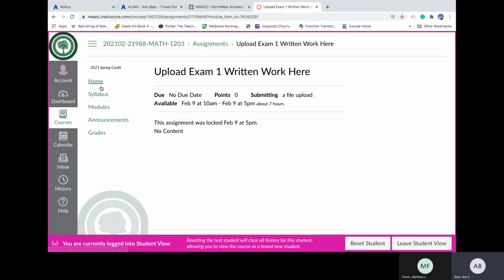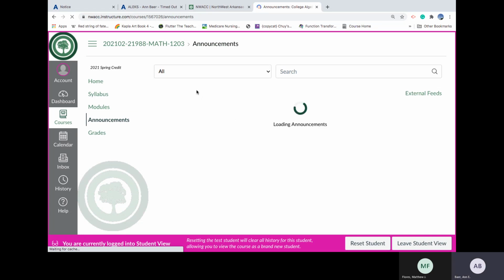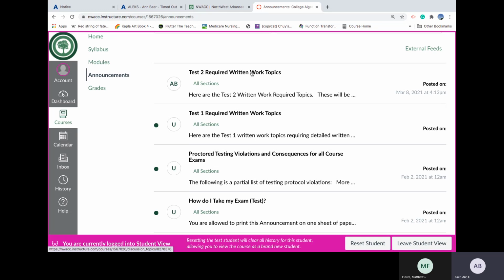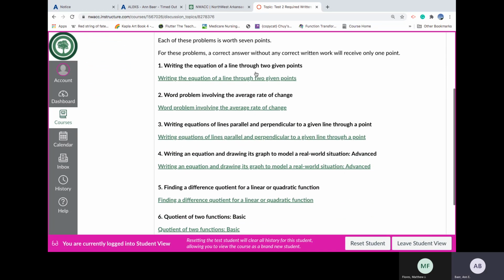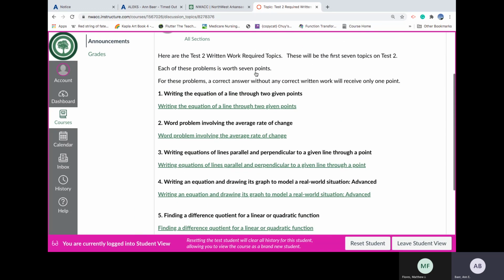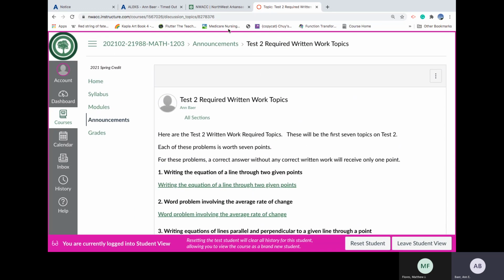let me see if I can get back in here. And this is Canvas here. Can you see this? If I go to, okay. So if you look at this announcement here, this may help you more depending on how you learn. Test 2 required written work topics. You might, oh, they don't have one here. They do have a video, and I think it's in our course, actually.